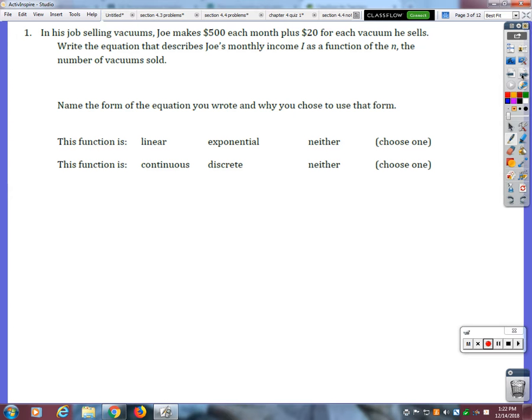First one. In his job selling vacuums, Joe makes $500 each month plus $20 for each vacuum he sells. Write the equation that describes Joe's monthly income, I, as a function of the number of vacuums that he sells. Do it on your own. Write the equation down. Don't say it out loud.